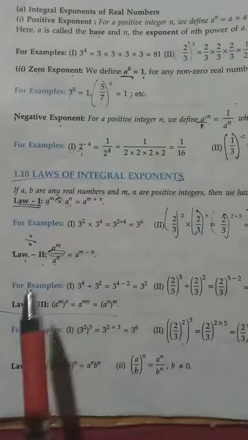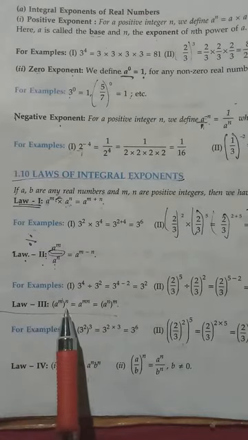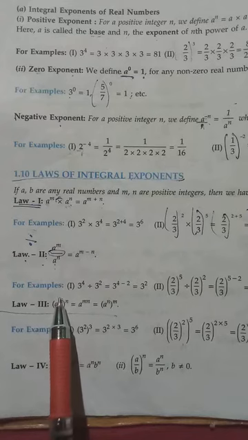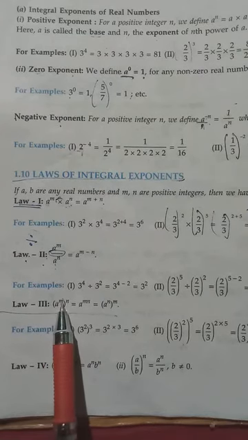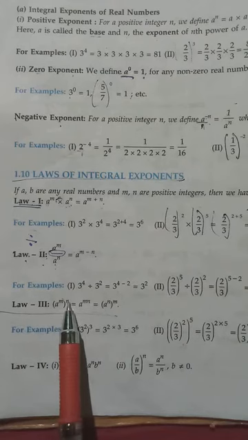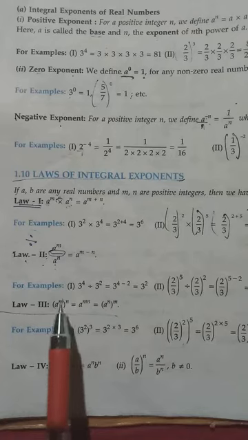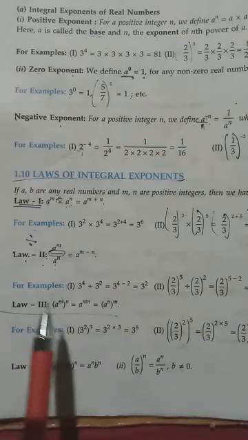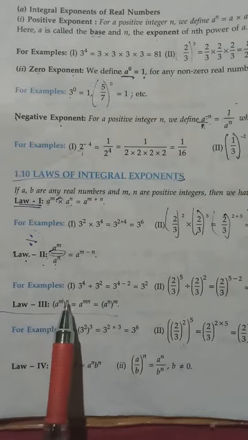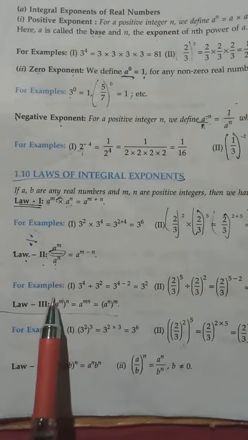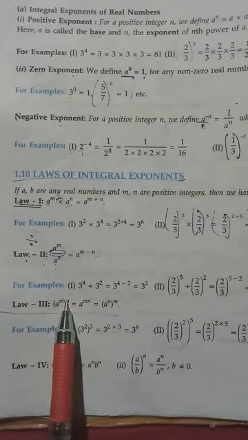Then next you will see law 3. Here we have only one base. But if you look carefully, we have the bracket. One power is inside the bracket, one power is outside the bracket. So if you want to make only one power, what should you do? Remove the bracket, then multiply the power. The bracket here stands for multiplication.